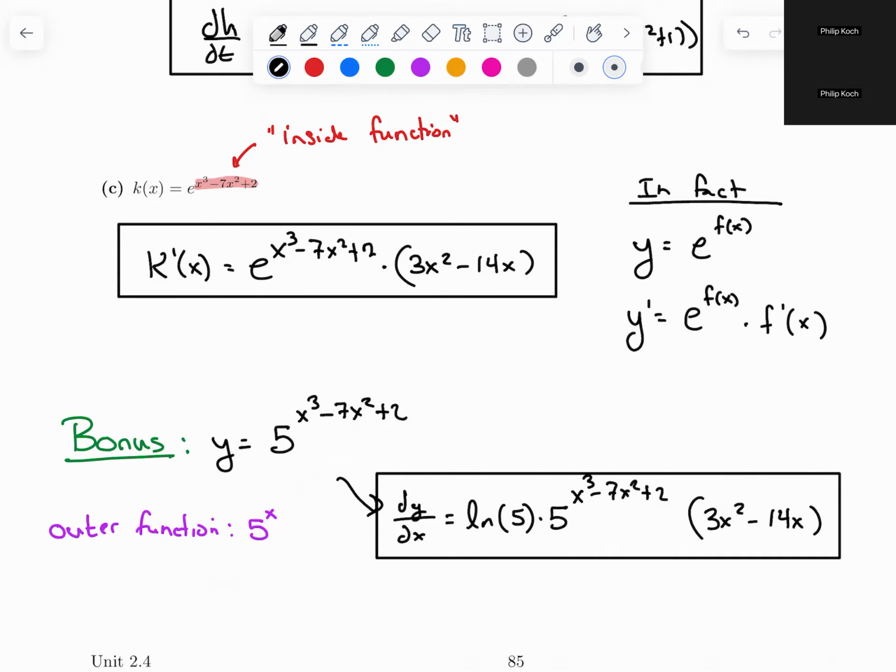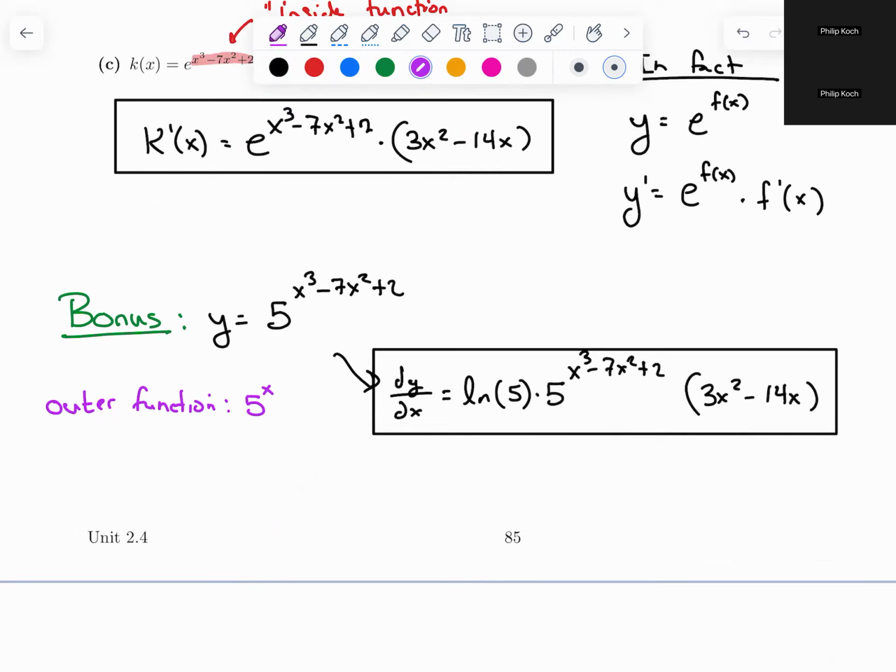So the outer function here is that exponential function, 5 to the x, and the inner function is x cubed minus 7x squared plus 2. The derivative of a non-e base exponential function is natural log of a times a to the x. So d/dx of 5 to the x is ln of 5 times 5 to the x. But that's just the derivative of 5 to the x.